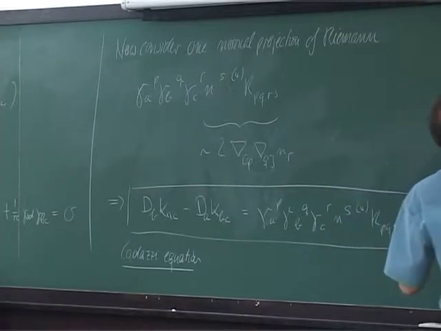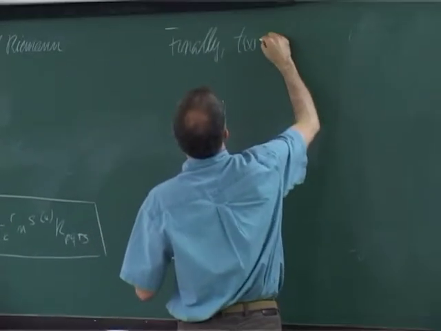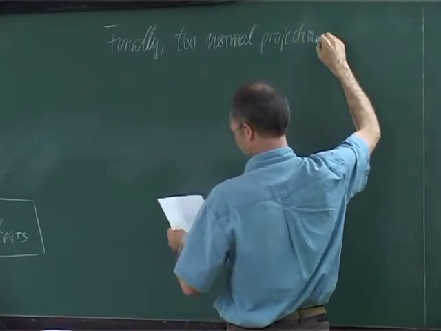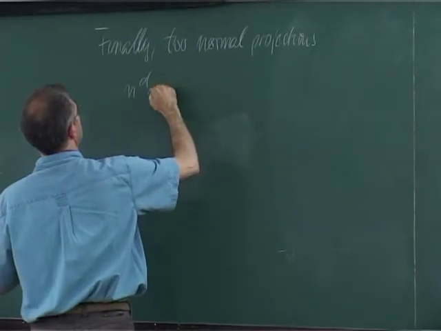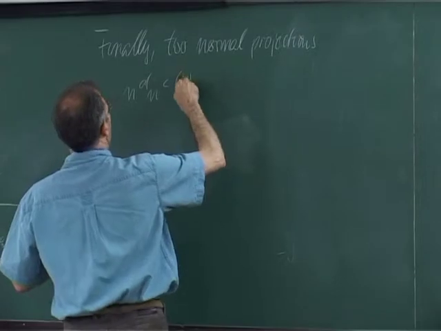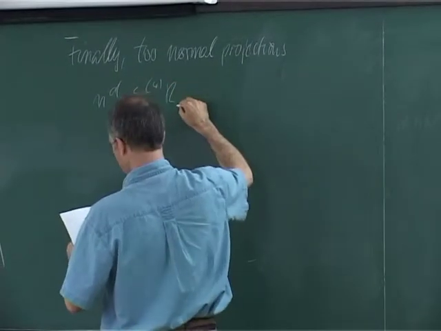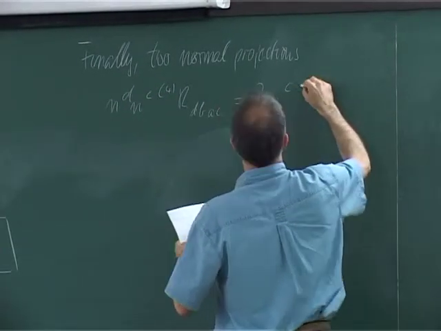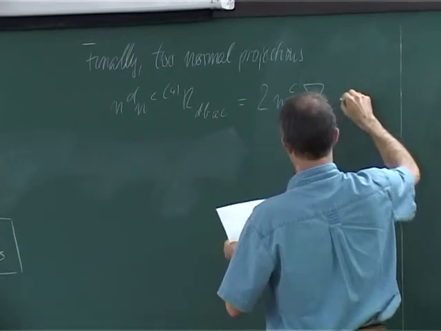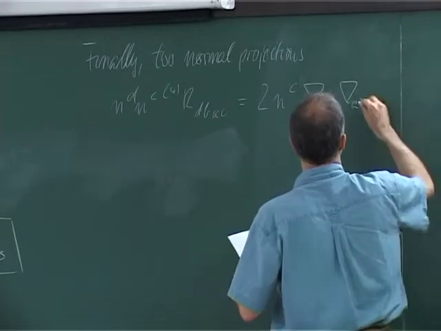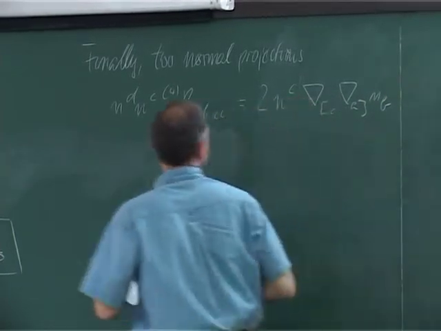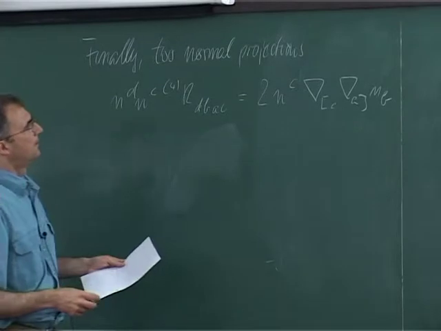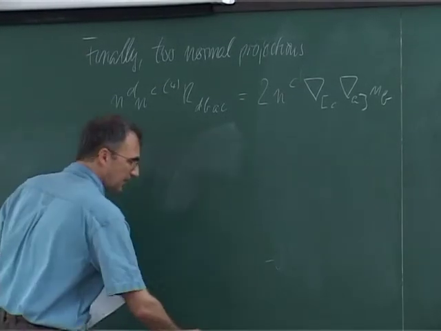Okay, so this is how it works. So finally, we have two normal projections. Okay, we have something like n^D, n^C, and I'll even skip the spatial projections, but R_DBAC. Well, this is something like 2 n^C, and now the commutator of C, A, times n_B, something like that. Okay, and maybe I'm even messing up some indices here. Maybe, no, I think that's roughly right.